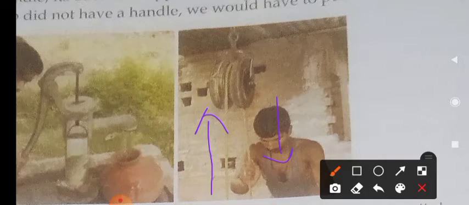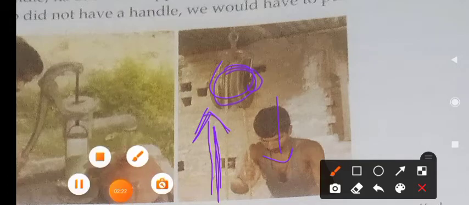So the pulley changes the direction of the force and makes the bucket come up. Okay, children, did you understand? The pulley, this machine, makes the direction of the force change so that the bucket moves in the opposite direction, towards upwards. You understood, children? This is the concept. So machines change the direction of the force applied.